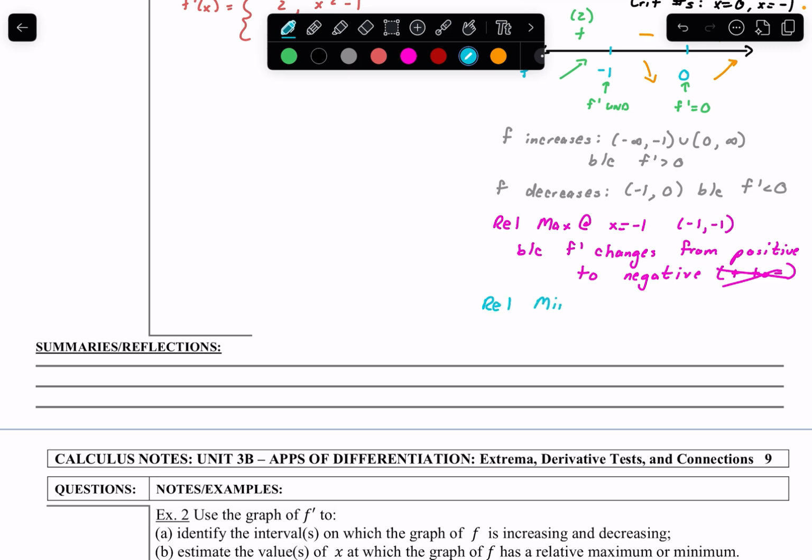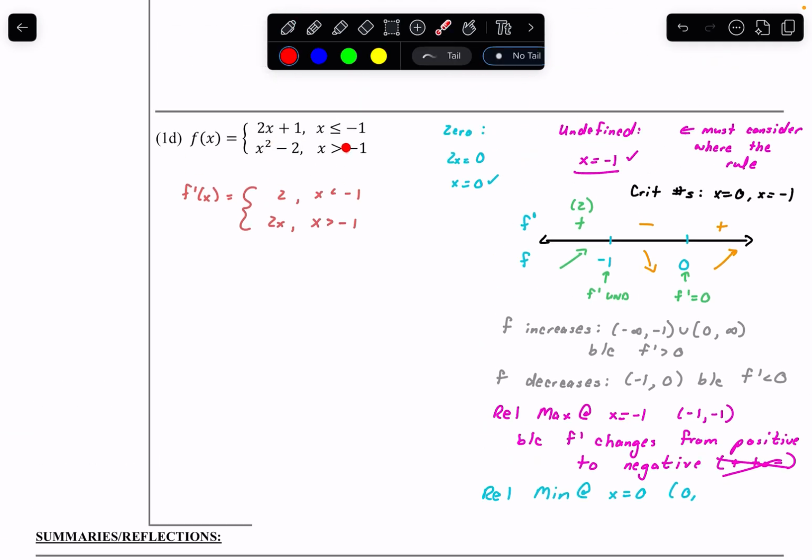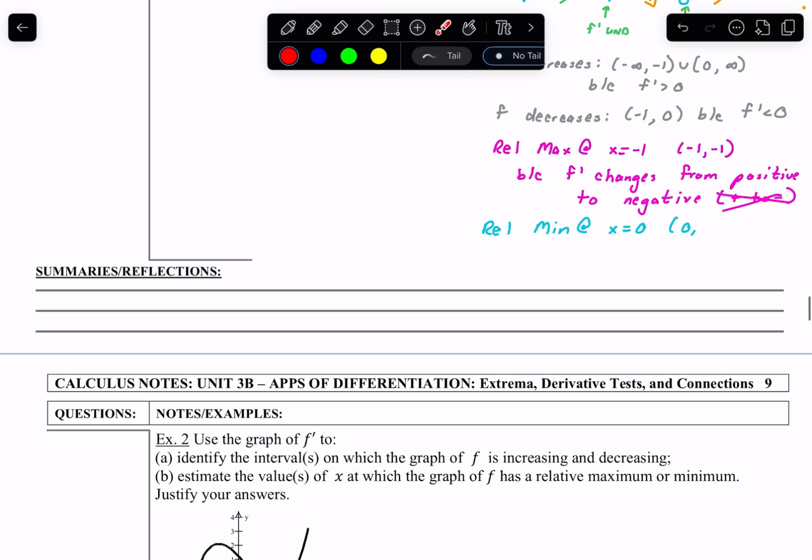All right, we're going to do relative min at x equals 0. Again, plugging in a 0 into the original. 0 is going to be right here, where x is greater than -1. So if I plug in a 0 here, I'm going to get -2 for my value. So that's the point, because f prime changes from negative to positive.